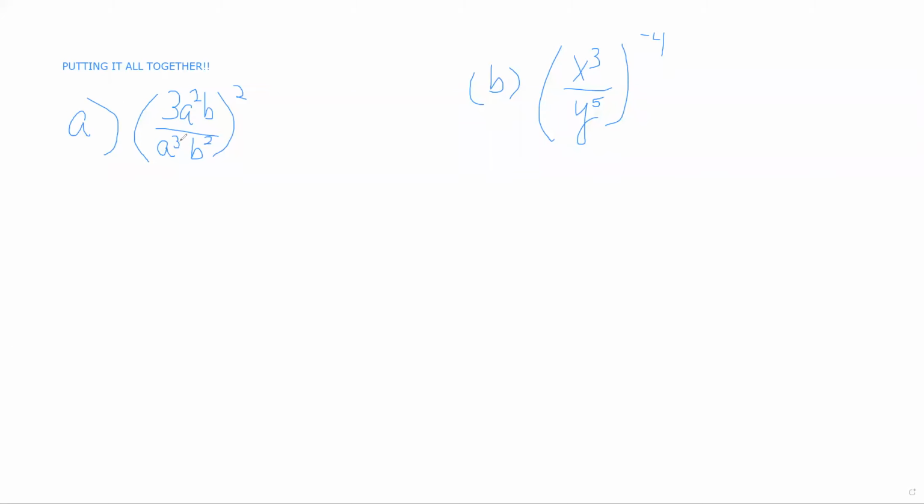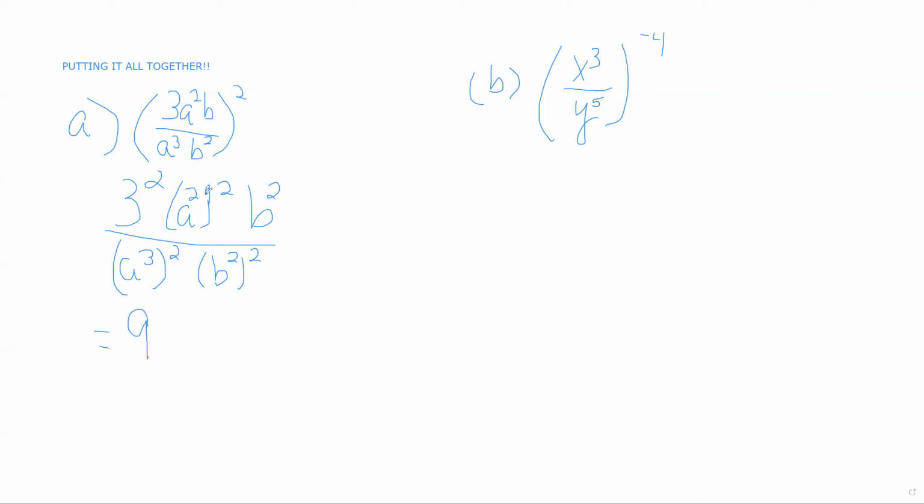Here, let's put it all together. So 3a squared b, raised to the second power, over a cubed b squared. So what I realize here is I will begin by squaring 3, to the second power. I will take a squared and square it. And there I will take b and square it over a cubed. It will need to be raised to the second power. And b squared will need to be raised to the second power.